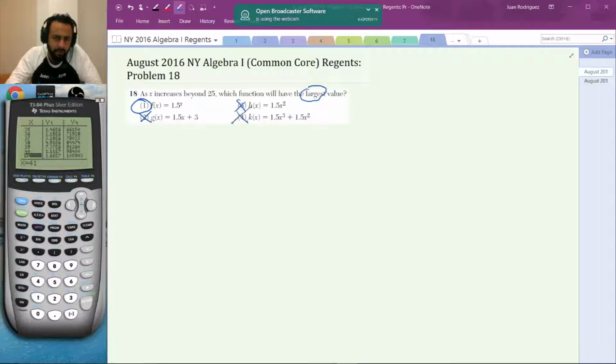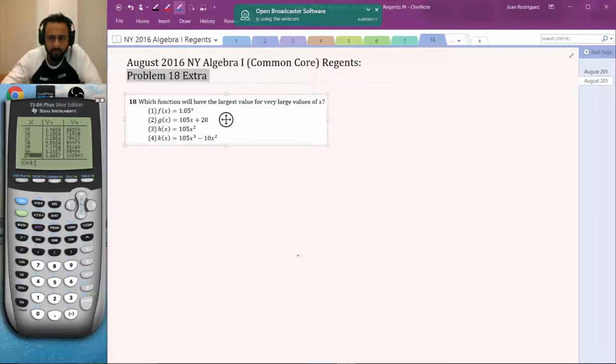Okay, so I hope you got this. This is really kind of the way to do it, but there is another way to do it. There's a piece of knowledge that helps, and this extra problem is the one that's going to help us clarify that. This says which function will have the largest value for very large values of x. 1.5 to the x, 105x plus 20, 105x squared, 105x cubed minus 10x squared.